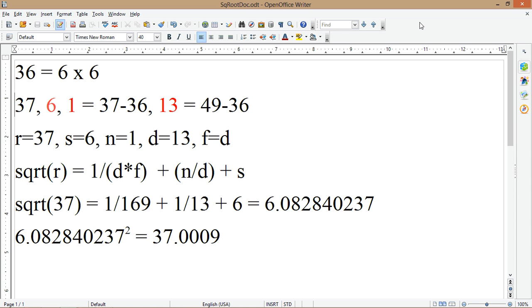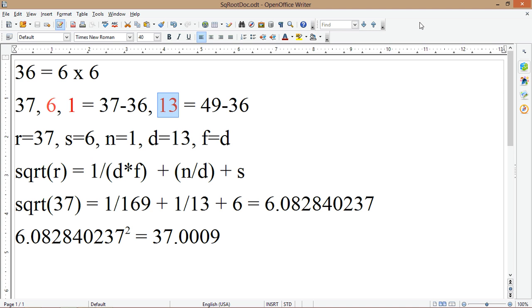Now on the next line, you'll notice some numbers in red. So I'm going to explain how those numbers are derived, or in other words, where they came from. When we're trying to solve the square root of 37, we need a number 6. It should be clear where that came from, because I just talked about it. The number 1 comes from subtracting the perfect square of 36 from 37, the number we're trying to get the square root for. 37 minus 36, sure enough, equals 1.